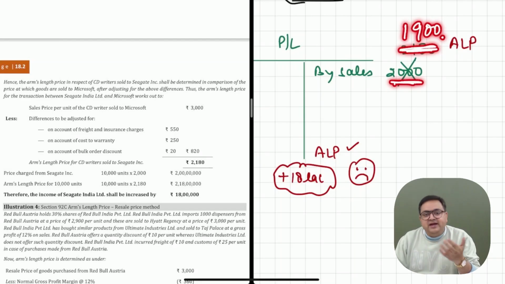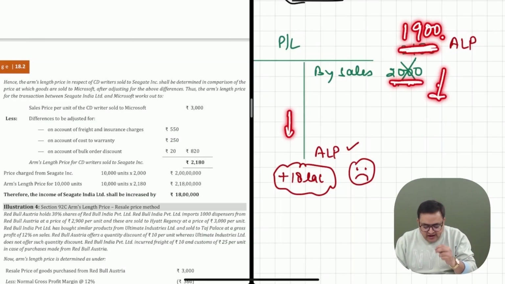What is the correct price? 1900. Let's say the fair market value is 1900. We understand it should be recorded at the correct price. But if we record it at 1900, what will happen? Our sales will reduce, our income will reduce, our profit will reduce, and the government will lose tax there.